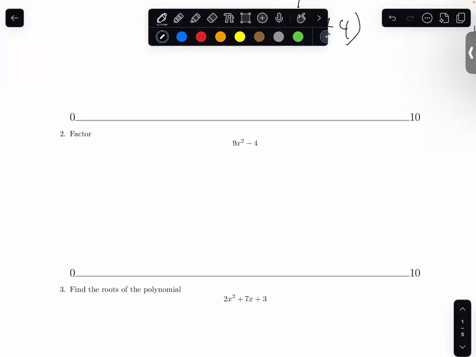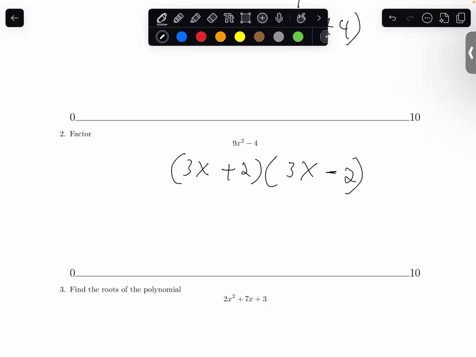The second one also wanted to factor. This one, though, is 9x squared minus 4. The 9 and the 4 are both perfect squares, so this is one of those formula-based ones: the difference of two perfect squares. These just differ in sign. One will have a plus, one will have a minus. This is going to be 3x plus 2 and 3x minus 2. The square root of 9 is 3, and the square root of 4 is 2, which is where that difference of two perfect squares comes into play with the formula.